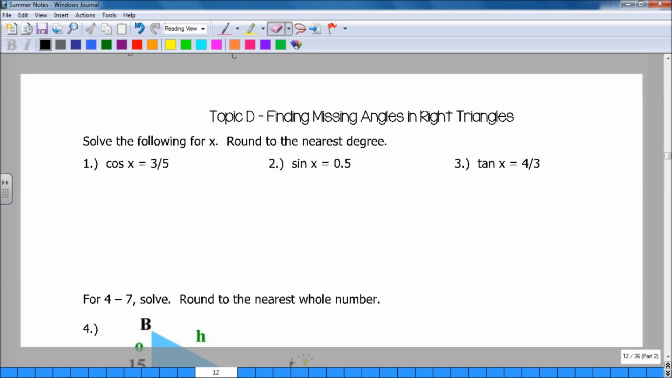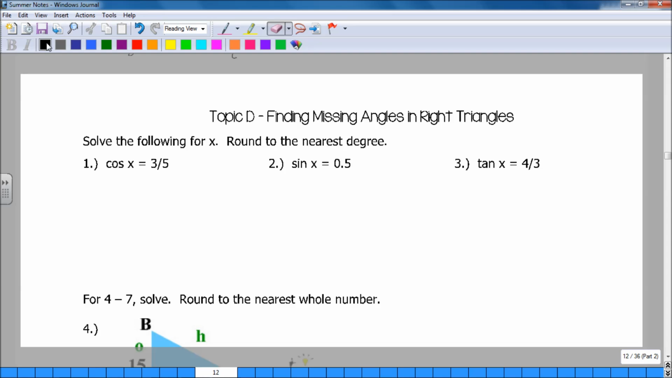Now, before we do that, we have to figure out how do we even solve equations that look like questions 1, 2, and 3. Now, you need to remember that this is function notation. So this is not saying cosine times x. It's saying cosine of x. So let's draw a picture of what this is really saying.